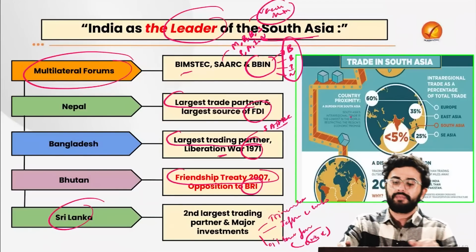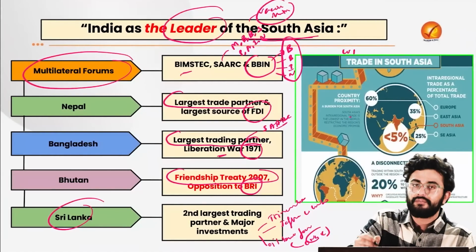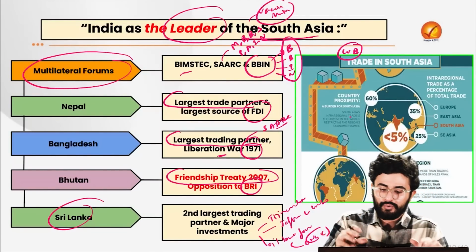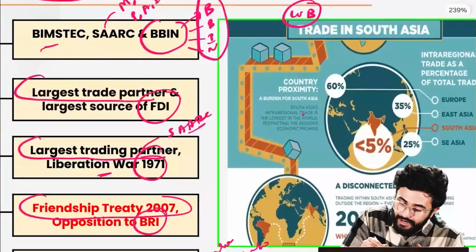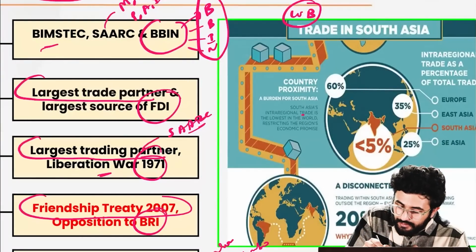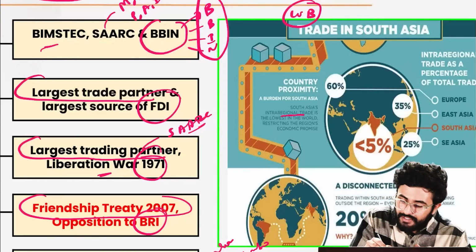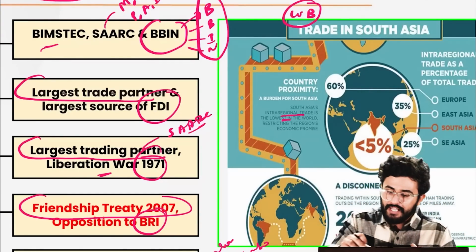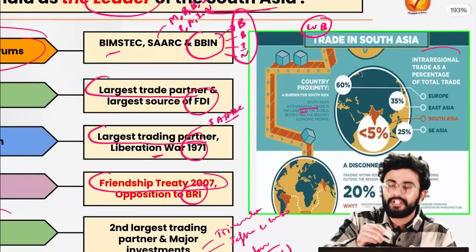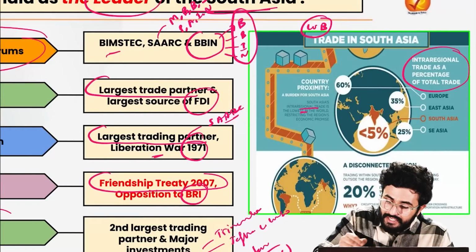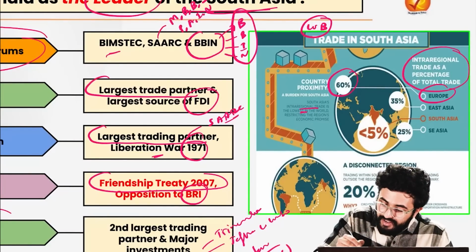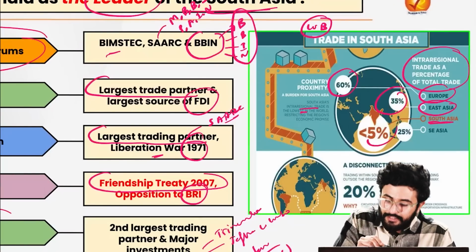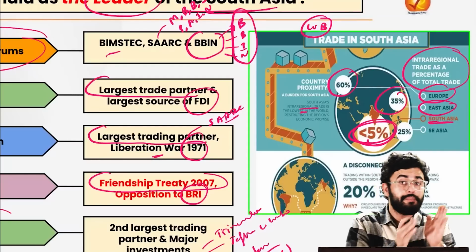But at the same time, the World Bank suggests that when we look at the economic aspect, South Asia is a disconnected block where intra-regional trade is the lowest in the world. For example, intra-regional trade as a percentage of total trade is around 60% in Europe and 35% in East Asia. But when it comes to South Asia, it is less than 5%.